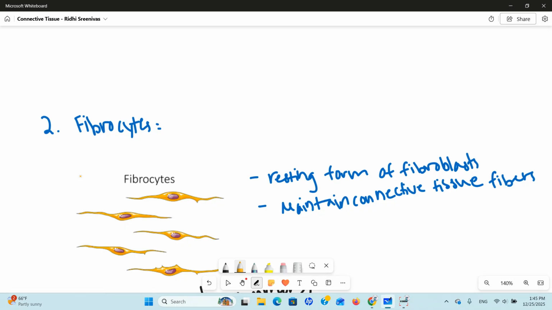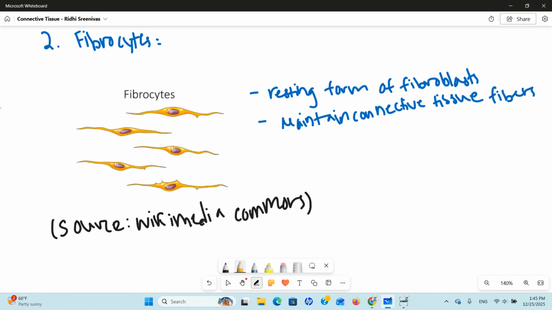So when repair and healing needs to happen, fibrocytes can differentiate into fibroblasts. And when the body is back to normal, those fibroblasts can differentiate back into fibrocytes to maintain the environment. And this is what they look like.